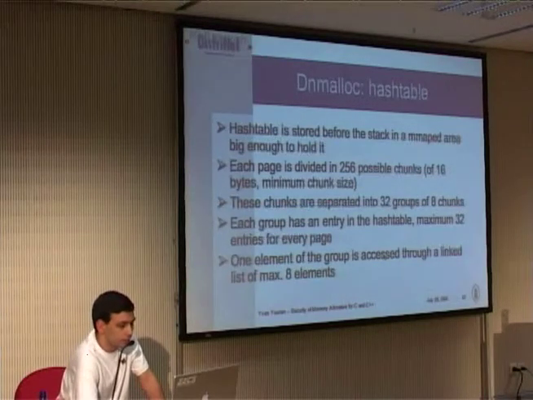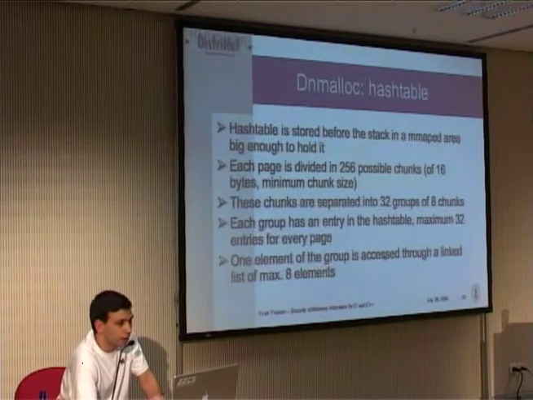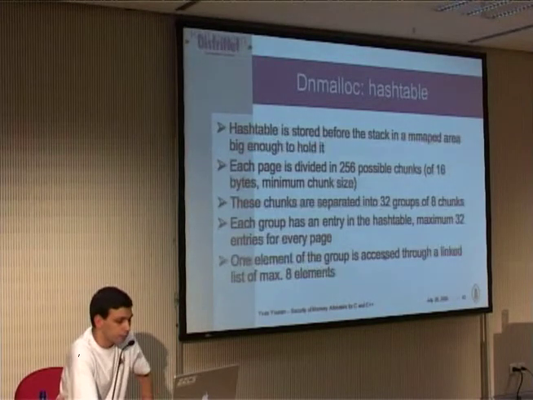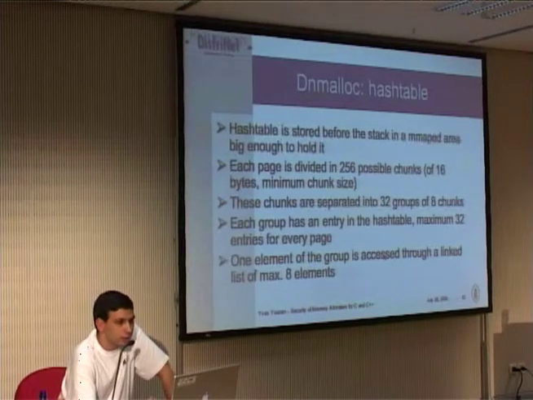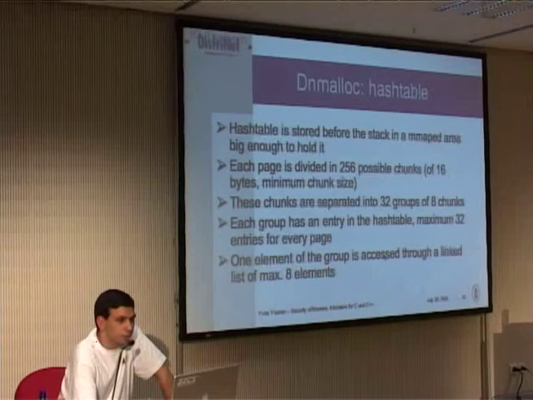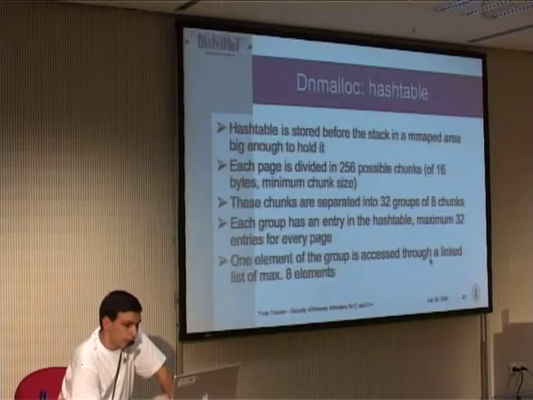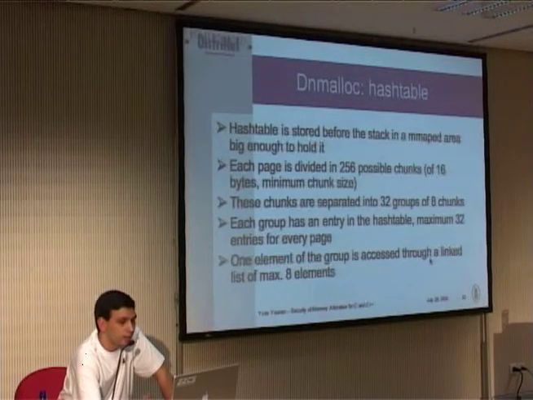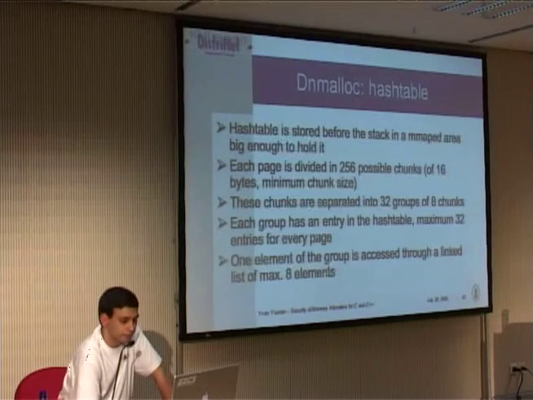So we divide each page into 256 possible chunks, and our minimum chunk size is 16 bytes. So we then separate these chunks into 32 groups of 8 chunks. So for every group in the hash table, we have 1 entry. So this means we have maximum 32 entries in the hash table for every page. And we access 1 element of the group through a linked list of maximum 8 elements.